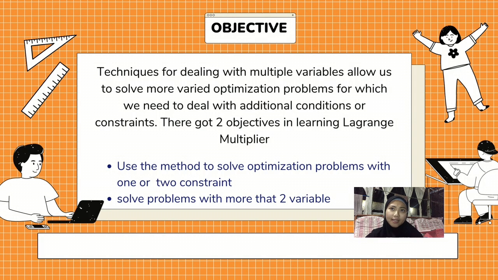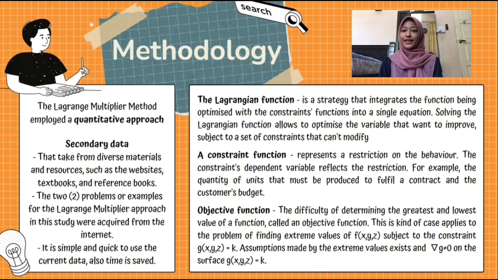There are two objectives in learning the Lagrange multiplier. First of all, we use the method to solve optimization problems with one constraint or even two constraints. And also, with the Lagrange method, we can solve problems which have two or more variables.